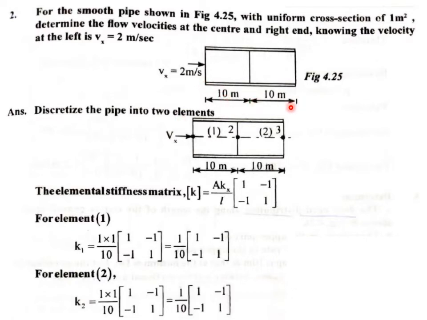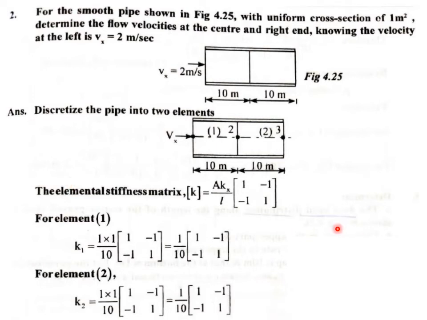of 10 meter length. So we will be discretizing this given pipe into two elements with three nodes, node 1, node 2 and node number 3, and the length of each element is 10 meters. Vx, the inlet flow velocity, is 2 meter per second.